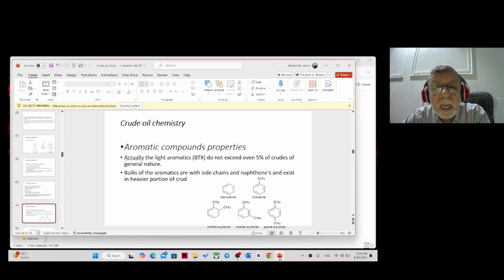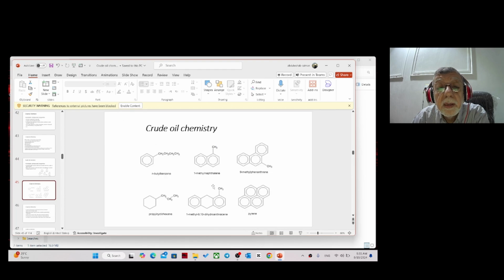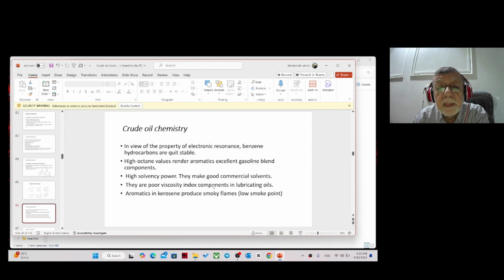Regarding aromatic compound properties, the light aromatics do not exceed even 5%. This is the light aromatic. The bulk of aromatics are with side chains and naphthenes and exist in the heavier portion of crude, from diesel up or from kerosene up, but not found in naphtha or the gases. This is an example of 1 ring, 2 ring, 3 ring, like this.